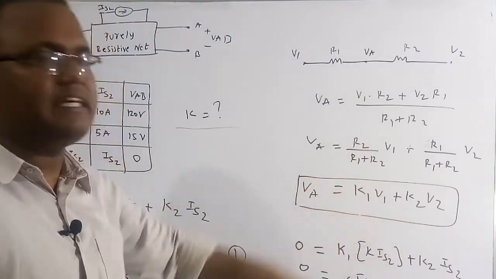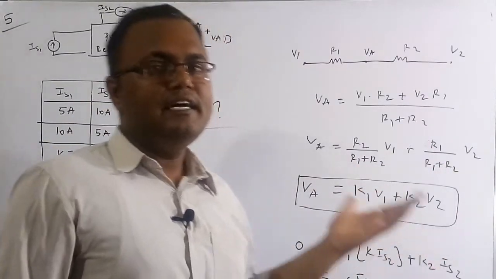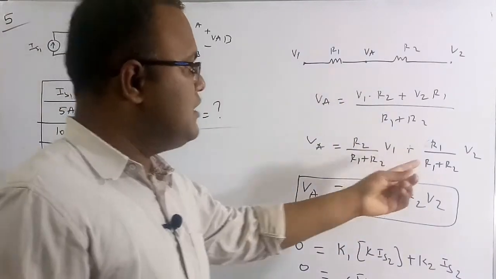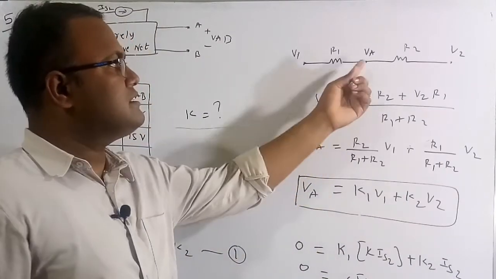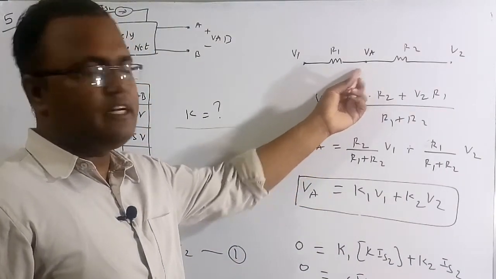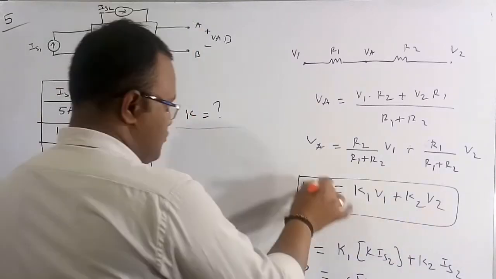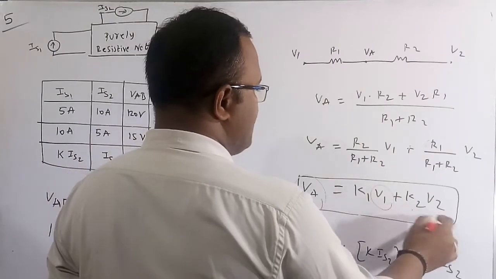Let me assume this is K1. And R1 by R1 plus R2 is also independent of any source voltage or source current; it depends only on the circuit variables. R1 by R1 plus R2 is nothing but K2. So the output node voltage is K1 into V1 plus K2 into V2. That is, the output is K1 times input 1 plus K2 times input 2.